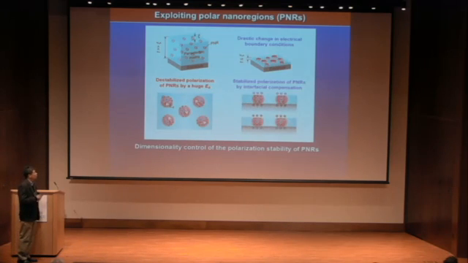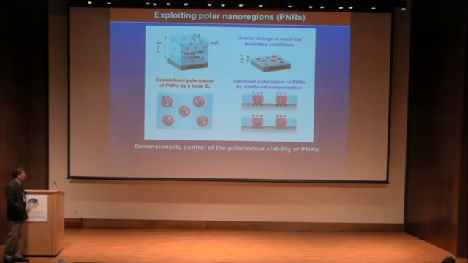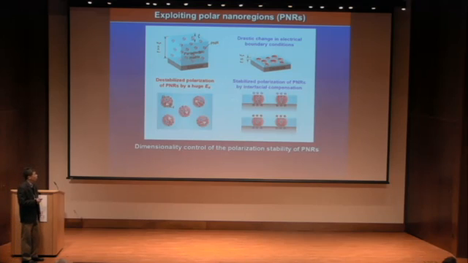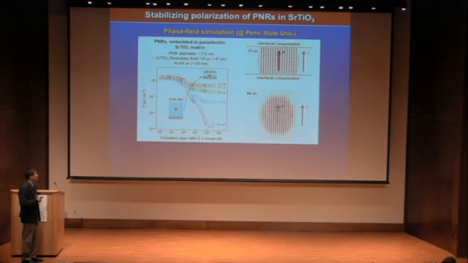Just by reducing the dimension to be comparable with the size of the nanopolar regions, and then screening by the bottom electrode and surface charge, possibly you can stabilize this polarization in the nanopolar regions. So dimension control is the key. At the same time, you want to grow these materials at very uniform thickness and high quality, and that's one of the requirements.